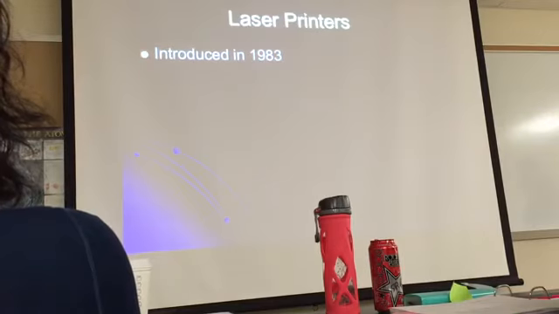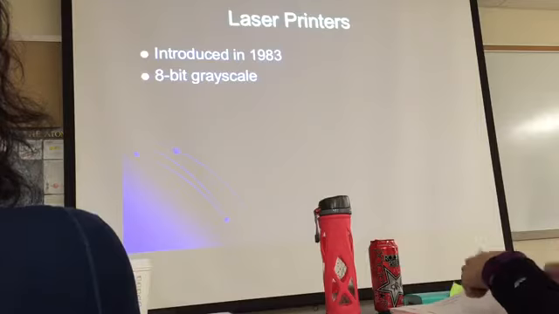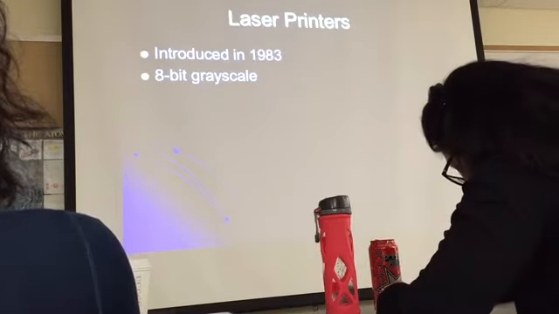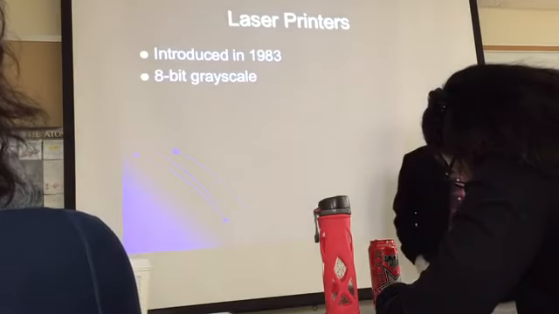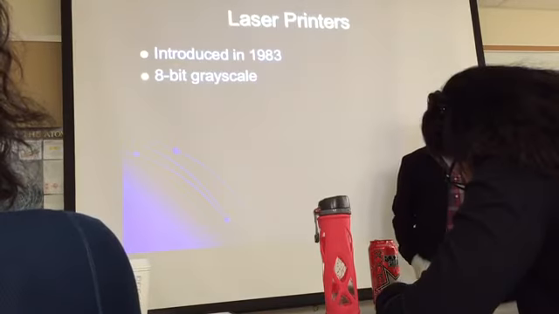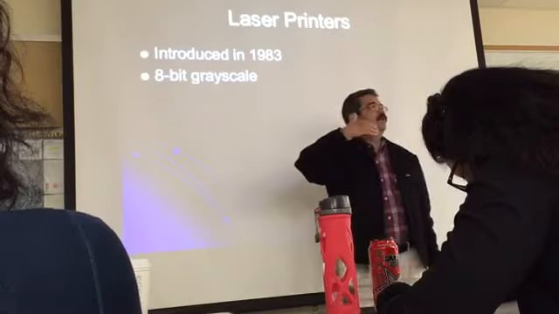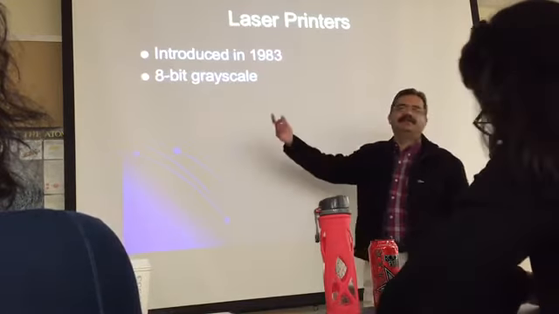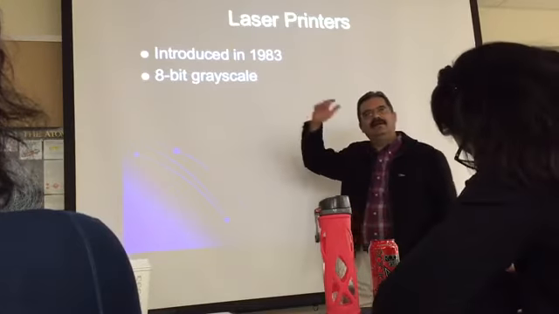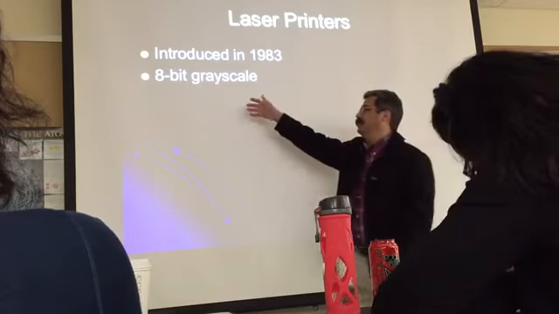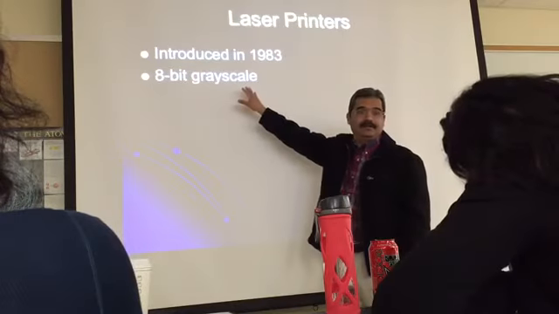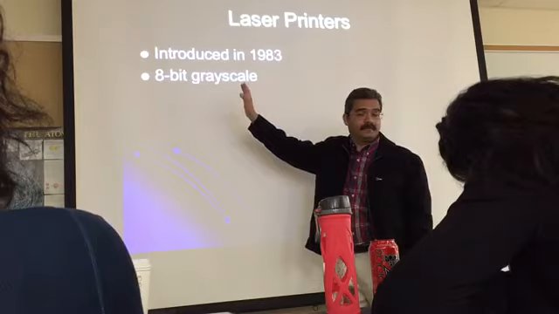So let's take a look a little bit at laser printers. Introduced in 1983. They can display only 8-bit grayscale. So even though your system is capable of acquiring at 32 or 16, this is not going to be able to display all those grayscales. But we can see them anyway, so it's not a big deal. But when you talk about capacities, you cannot display the 32-bit grayscale. That clear? Okay.